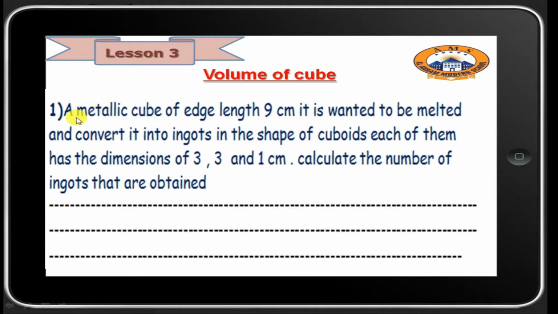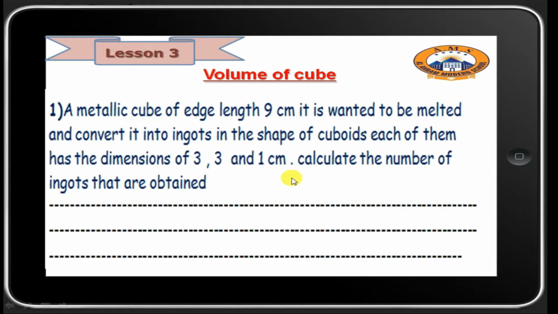Exercise number 1: a metallic cube of edge length 9 centimeters. The word edge length here means the side of the cube. It's wanted to be melted and converted into ingots in the shape of a cuboid. We have another shape here. We're going to convert this cube into cuboids, each of them with the dimensions 3, 3, and 1 centimeter. Calculate the number of ingots that are obtained.